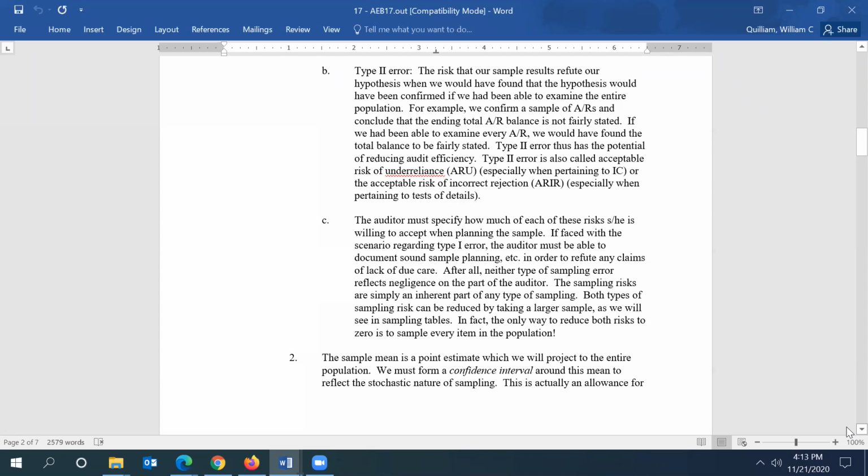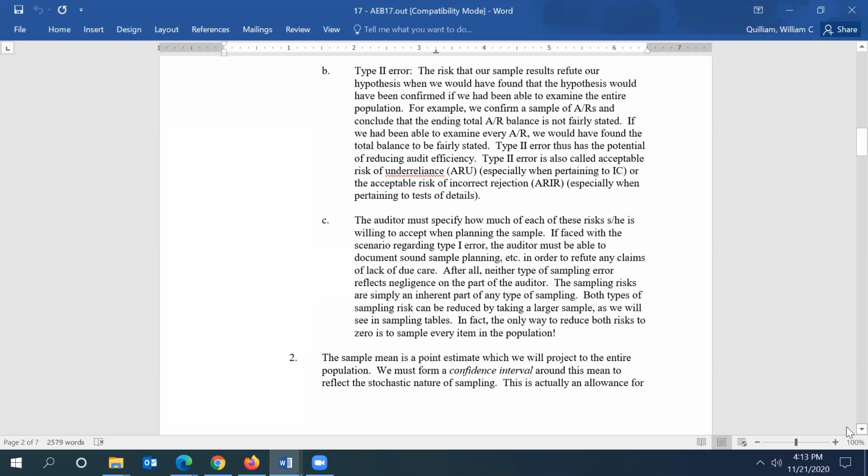Then C. The auditor must specify how much of each of these risks he or she is willing to accept when planning the sample. Now, faced with a scenario regarding type 1 error, the auditor must be able to document sound sample planning, etc., in order to refute any claims of lack of due care, because we said everything was okay in our sample, but the population really isn't. And also, after all, neither type of sampling error reflects negligence on the part of the auditor. The sampling risks are simply an inherent part of any type of sampling.